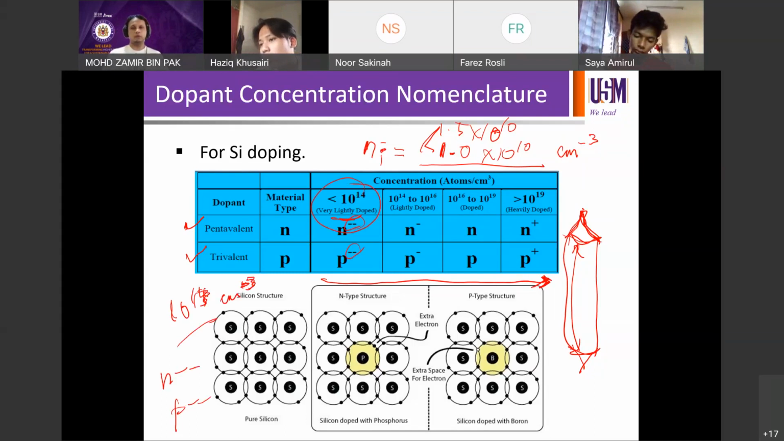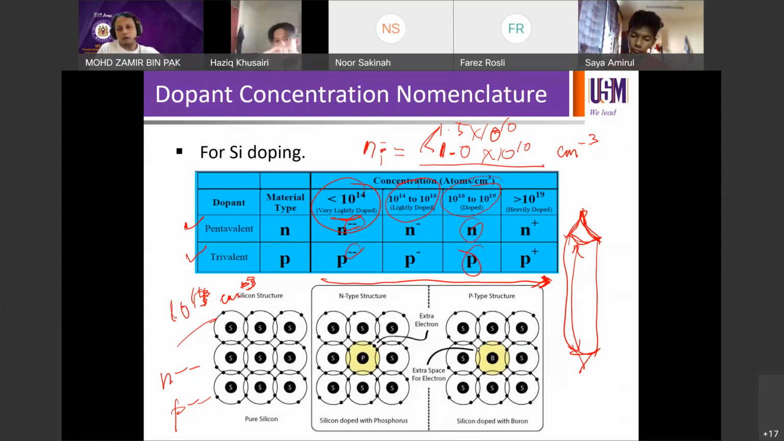And if you increase the doping level a little bit, that means the ingot or the wafers eventually will be in the region of 10 to the 14 to 10 to the 16. And we call that lightly doped. So the notation is N minus or P minus depending on the polarity. So the typical doping level is between 10 to the 16 to 10 to the 19. We use N or P, no plus, no minus, right?